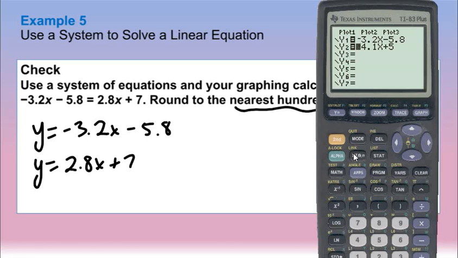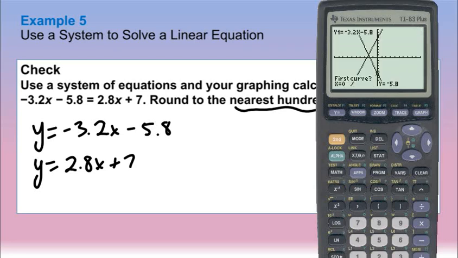And this one we have 2.8x plus 7. And graph this one. Here's our first line, here's our second line. They cross here. So I'll hit second, trace, number 5. Hit enter 3 times. Now it says to the nearest hundredth, so 2 decimal places. So that's a negative 2.13 and a 1.03.